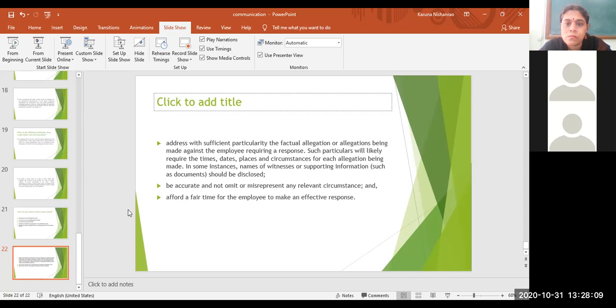Ma'am, in a warning letter, if the company didn't give the warning letter or termination notice one month prior, is there any recommendation or idea for the employee? If they directly terminate him, then what could an employee do? Are there any provisions for employees for this?